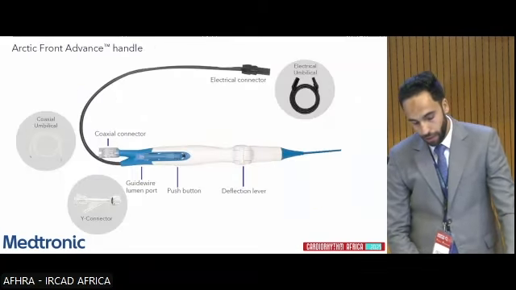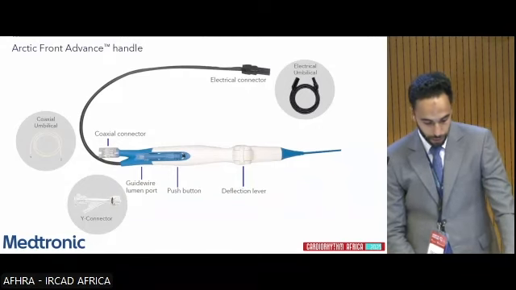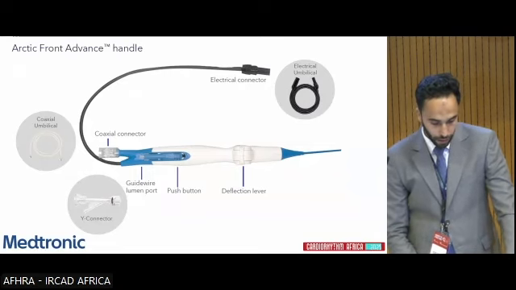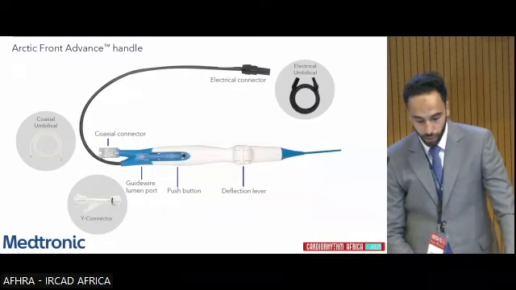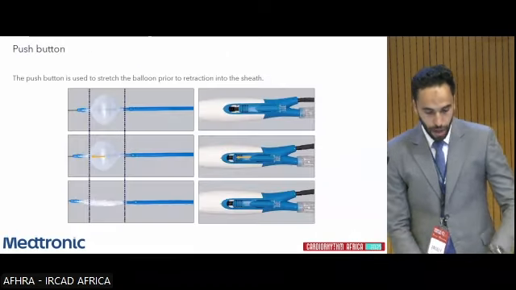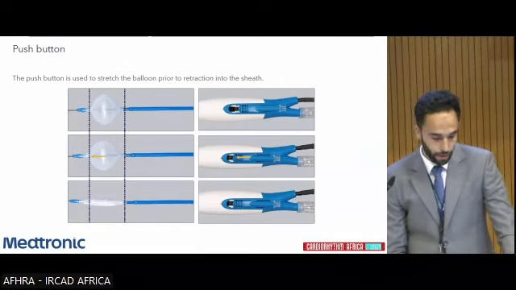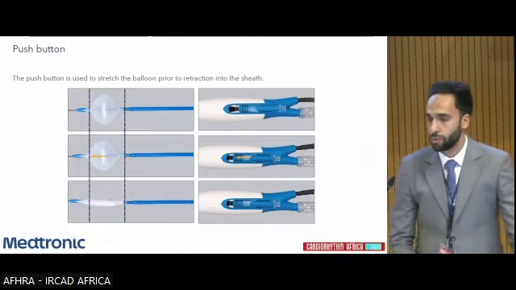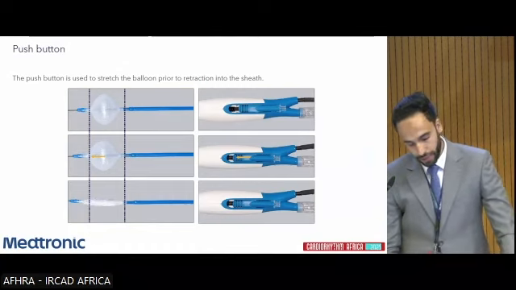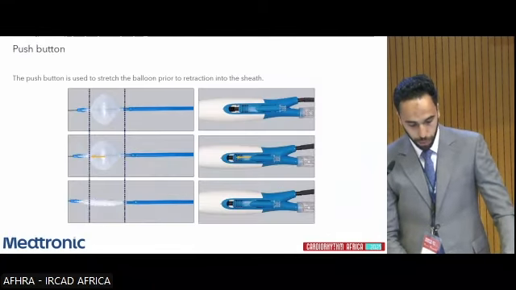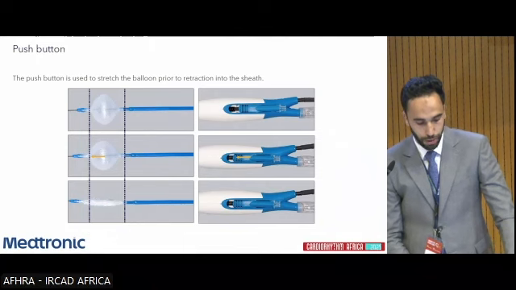This is the handle of the balloon. We have a deflection lever and a push button to stretch the balloon after freezing, and the guide wire port, coaxial connector, and electrical connector. After each CRYO freezing, we have to stretch the CRYO balloon to allow us to put it back in the FlexCath or in the sheath. The push button is responsible for stretching the balloon after each freezing.